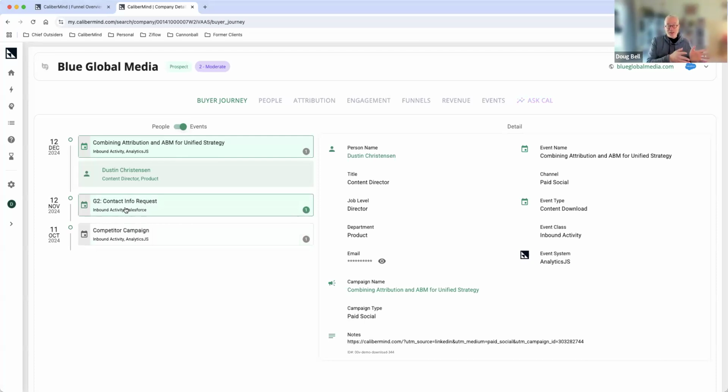So this is the new buyer journey capability with between events and people. It is a dead simple way for sellers and marketers to be able to interact with and understand very different aspects of the same buyer's journey.